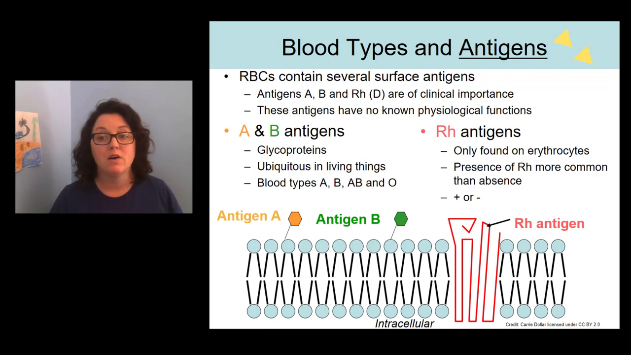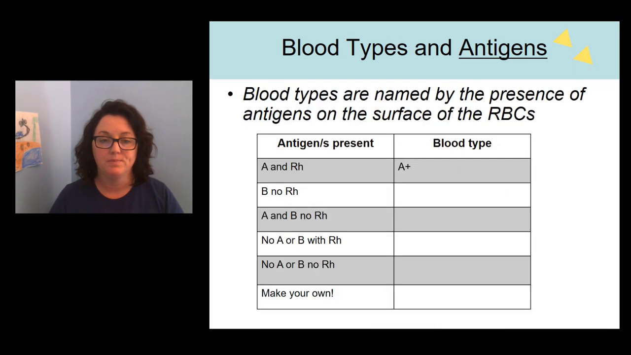The presence of RH is more common than the absence. So what that means is that more people on the planet are RH positive than they are RH negative. And that's how we use the terms positive or negative. Positive means you have the RH antigen, and negative means you do not have the RH antigen. So blood types are actually named by the presence of the antigen on the surface of the red blood cell.